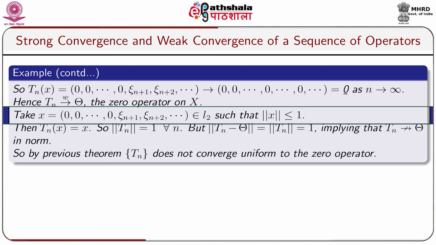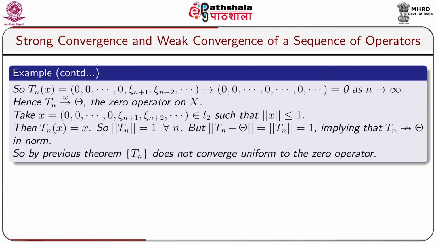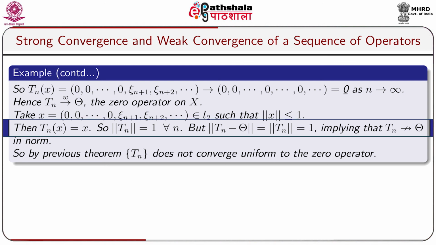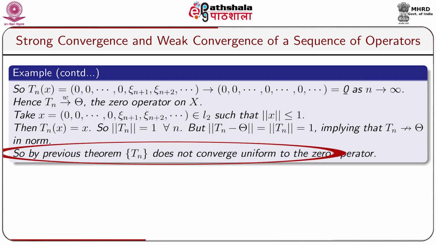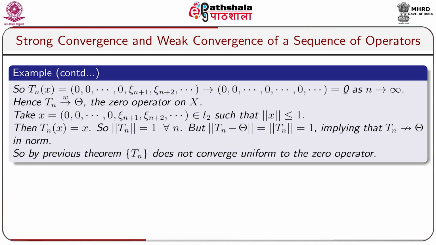Let us take an element x equal to up to the nth place 0, comma xi n plus 1, comma xi n plus 2, dot, dot, dot belonging to l2 such that norm x is less than or equal to 1. Then Tnx equals x. So, norm Tn equals 1 for all n, and norm Tn minus 0 operator equals norm Tn, which is equal to 1, implying that Tn does not converge to the 0 operator in norm. So, by the previous theorem, it follows that the sequence of bounded linear operators Tn does not converge uniformly to the 0 operator.